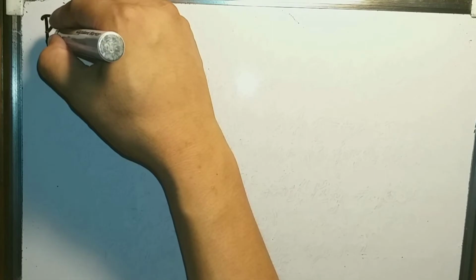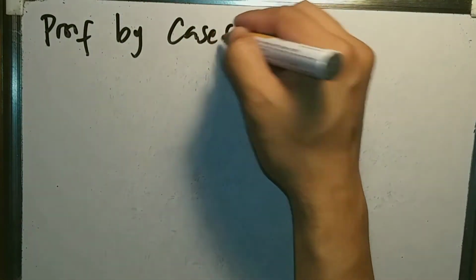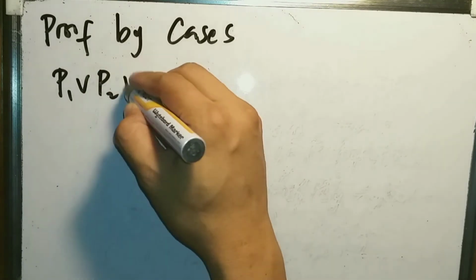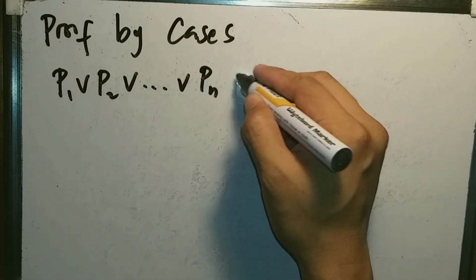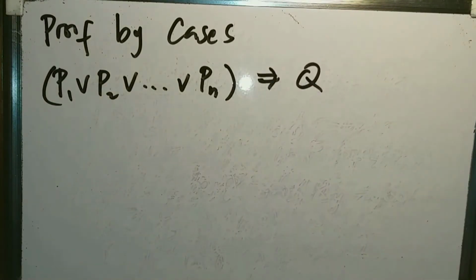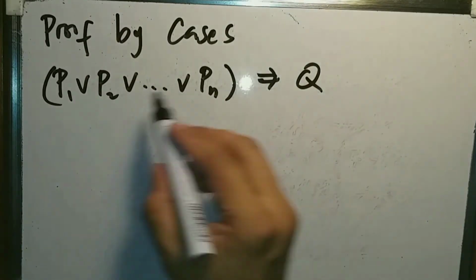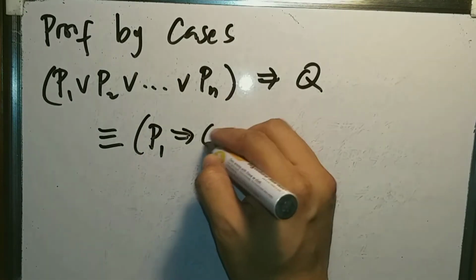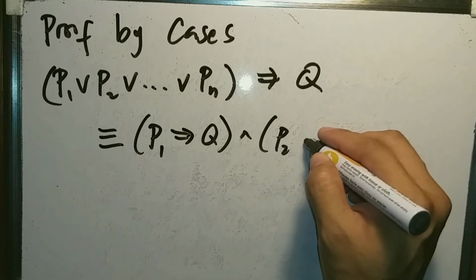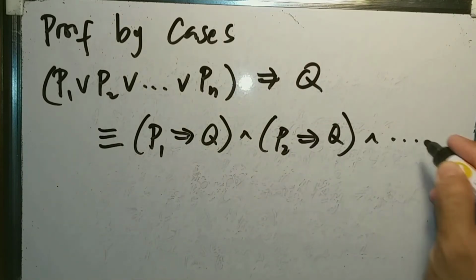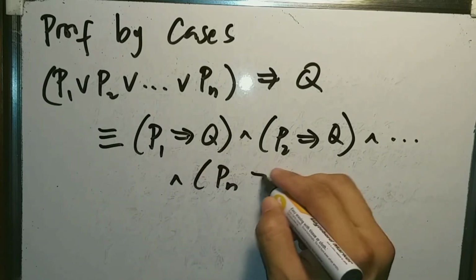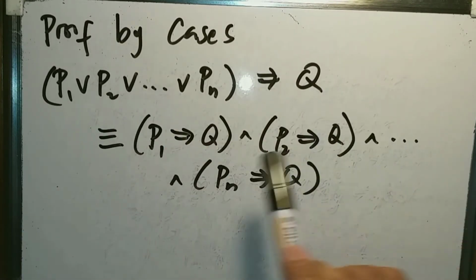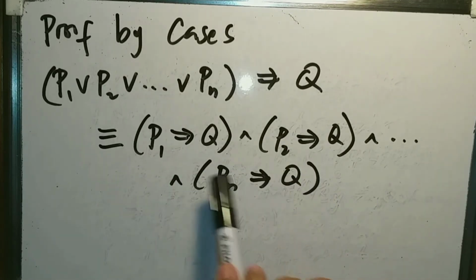Okay, so let's have proof by cases. So proof by cases is of the form P1 or P2 or up to Pn implies Q. Now, this statement is logically equivalent to P1 implies Q and P2 implies Q, and so on until we reach Pn implies Q. So to prove this statement, we need to show that each of these propositions must be true.